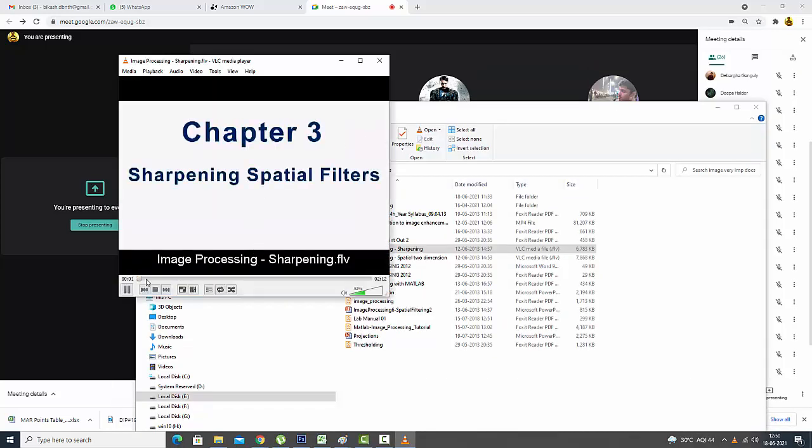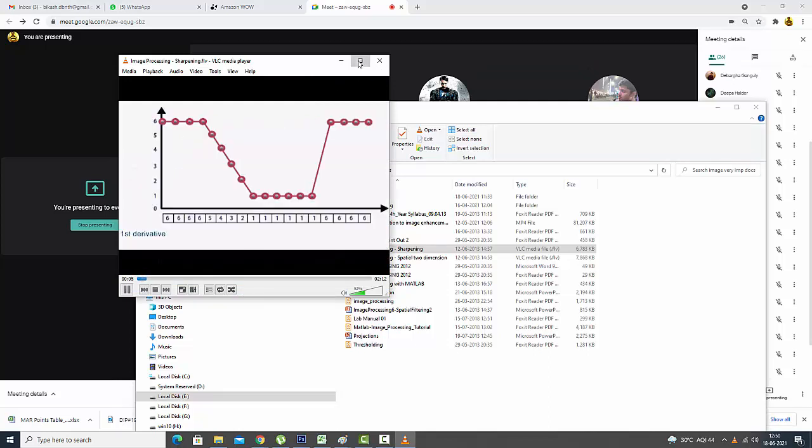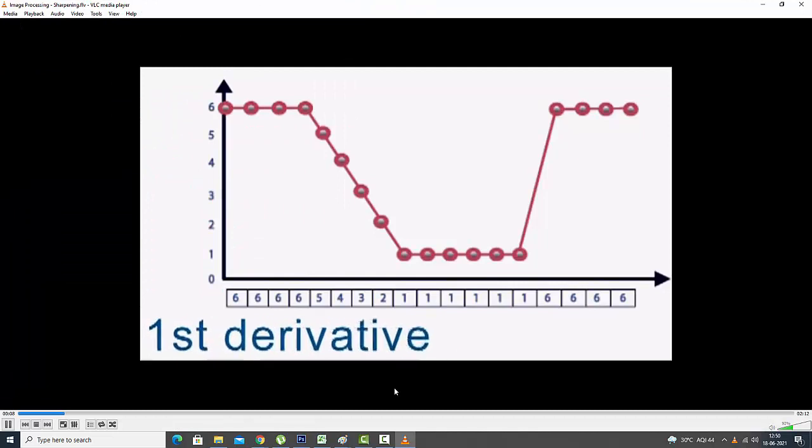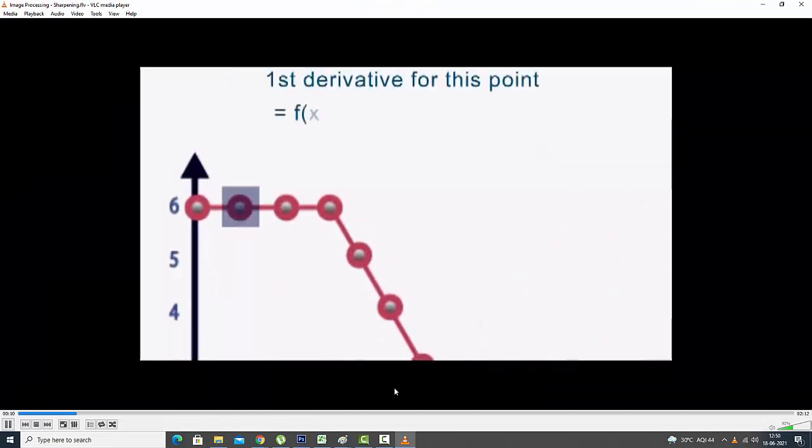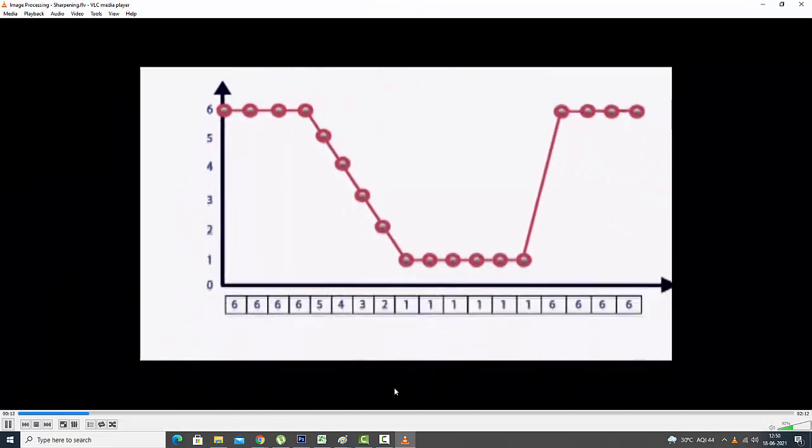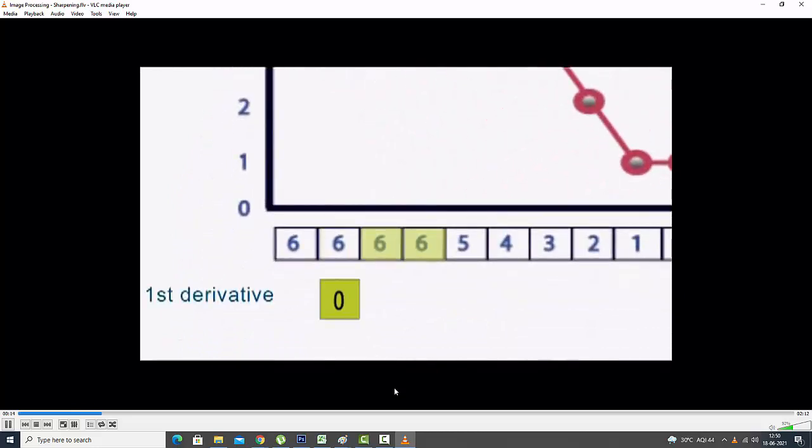Step 3. Sharpen its facial filters. So let us see. Begin with first derivative. First derivative being computed by subtract the target pixel from the pixel next to it. 6 minus 6 equals 0. 5 minus 6 equals negative 1. And so on.